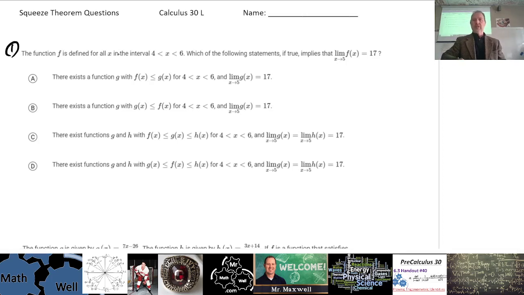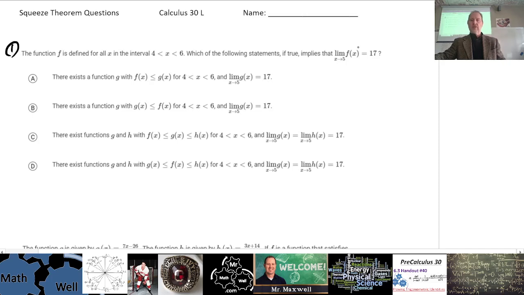Which of the following statements is true, or if true, implies that the limit of f of x as x approaches 5 is 17? Okay, so we're assuming that f of x approaches 17 as x approaches 5, right in the middle of this. So let's read through these carefully. There exists a function g with f of x less than g on this interval that has a limit as x approaches 5 of 17.